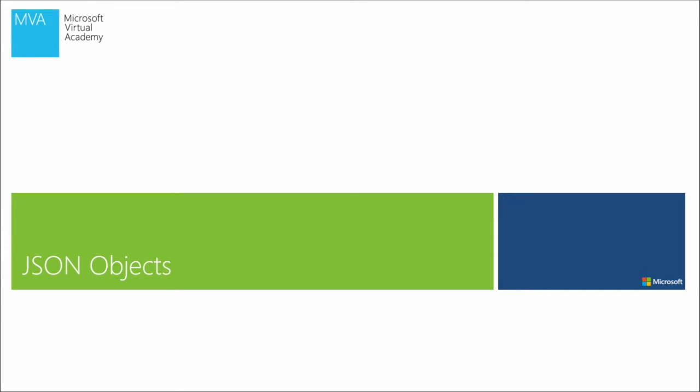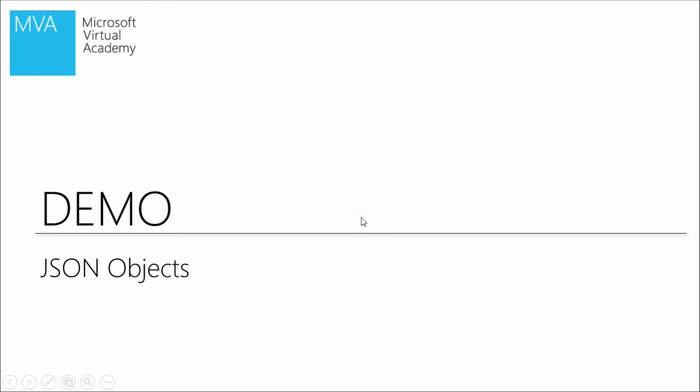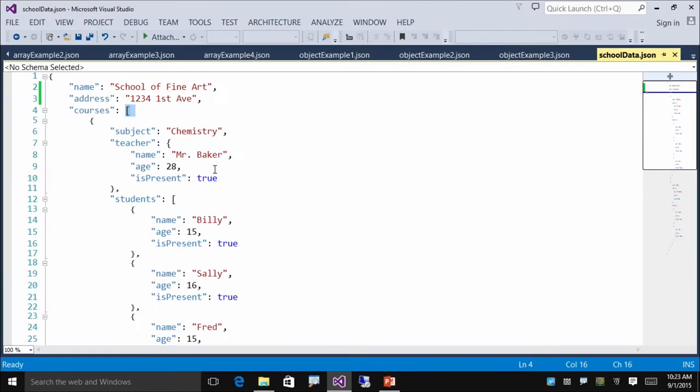So let's talk about JSON objects. A JSON object is a collection of name value pairs that are separated by colons. It's encapsulated by curly braces, and each of the pairs is separated by commas. So let's go through a quick demo of what a JSON object looks like.